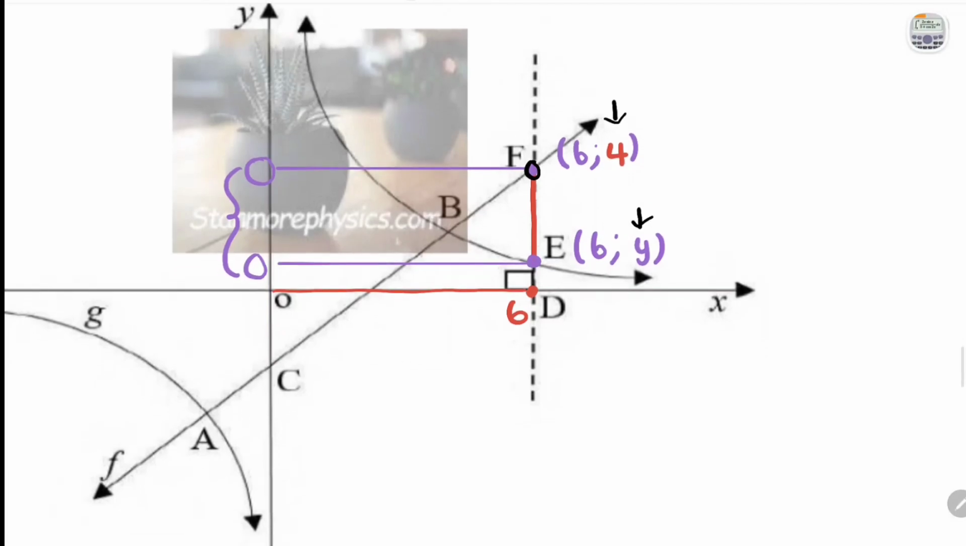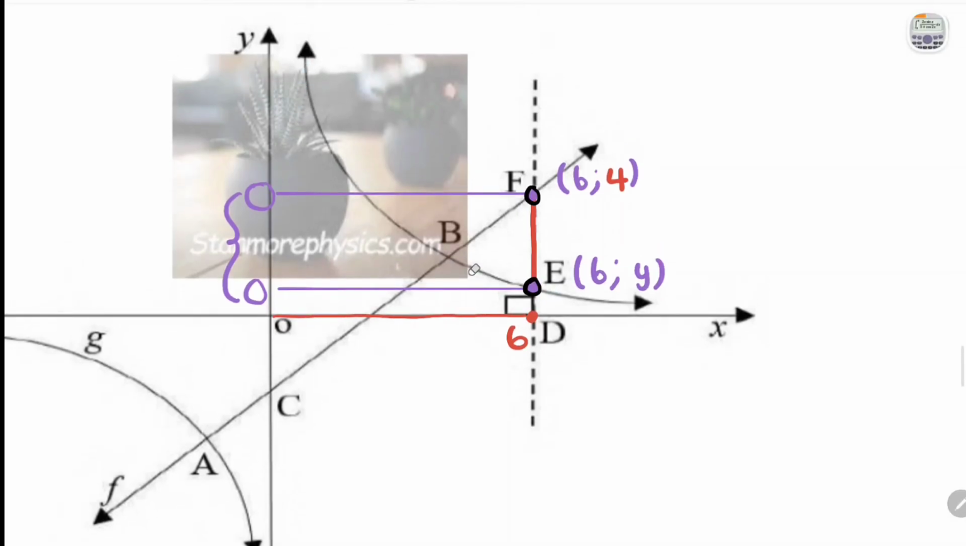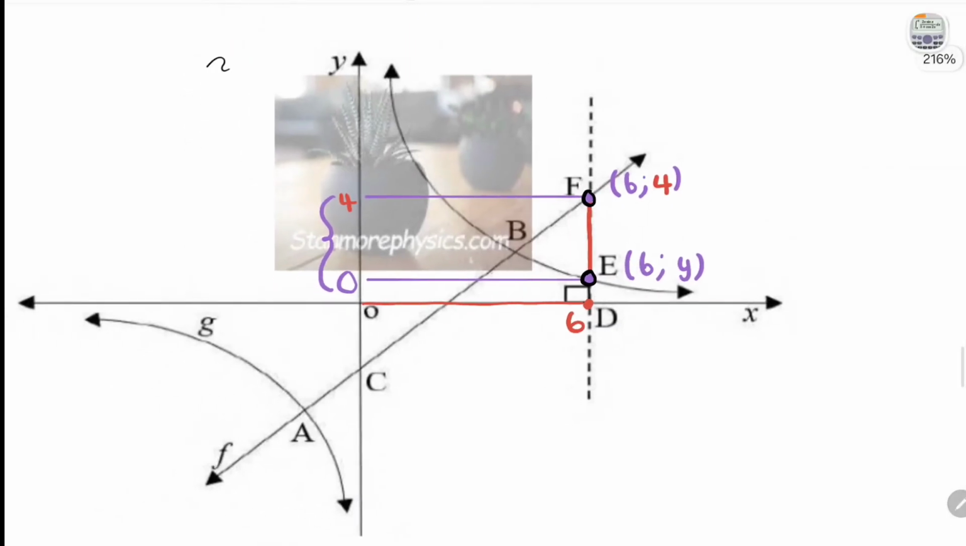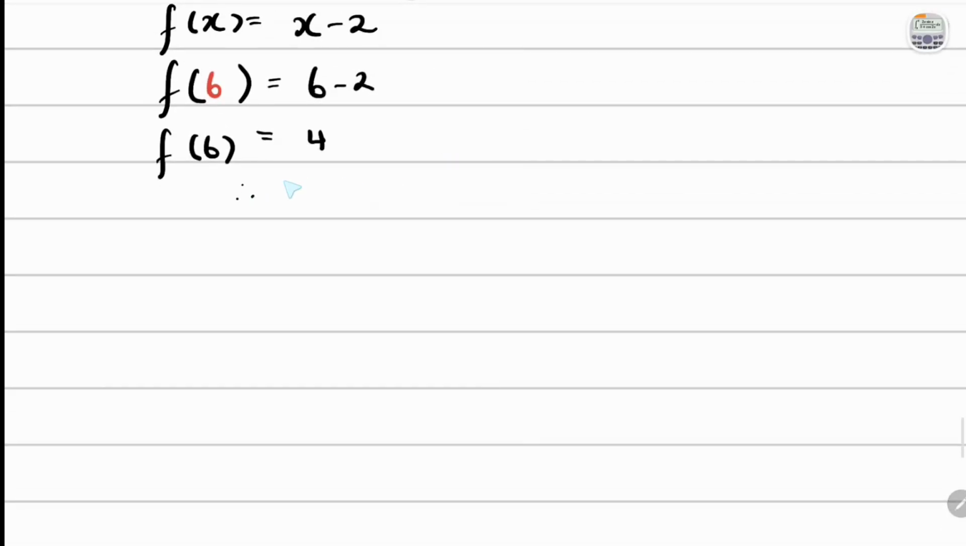The next thing we need to find is the y value of E. So do you see that E lies on the graph of g, on the hyperbola? So substitute that x value of 6 so that you can find its y value. So we currently know that the y value is 4. Okay, let's go ahead and find this E. Okay, so another thing we can also do is just conclude exactly what that point is. That is for getting your marks. So you know this is 6 and 4.